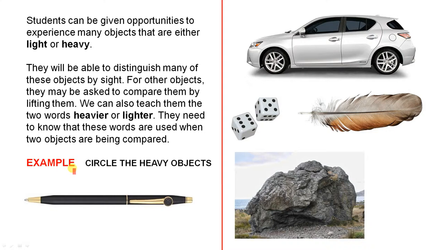Let's look at some simple examples. Students can be asked to circle the heavy objects, and we hope that when they look at these 5 pictures, they'll be circling the car and this big boulder here. We would explain to them that that's a picture of a real car, not a toy, and that is a real boulder. And we know that the feather, the dice, and the pen, they're very light.